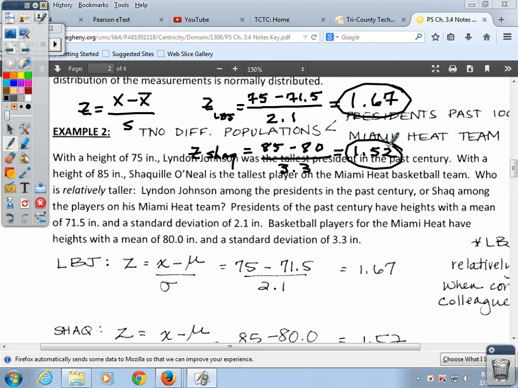So who is relatively taller in their own population? The president is taller. And why is that, do you think? Because there's no what? Height requirement for being president. That's why. I mean, whoever the tallest president is, I don't know. I'd have to look because we've had several since LBJ. Somebody have to Google it.